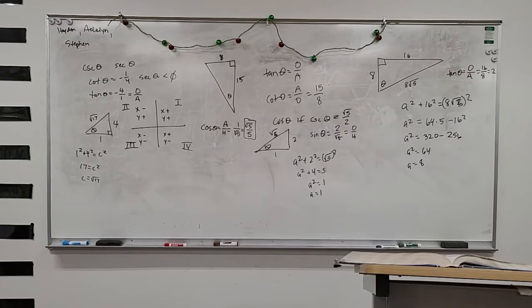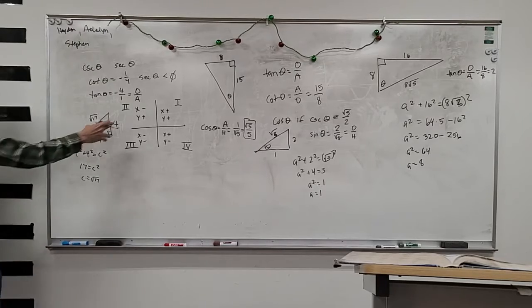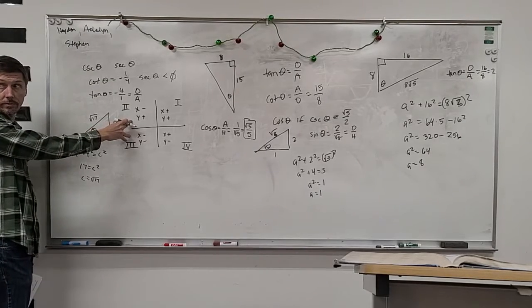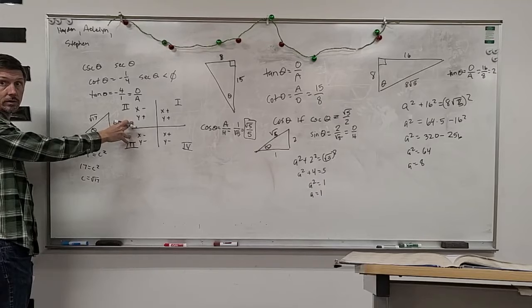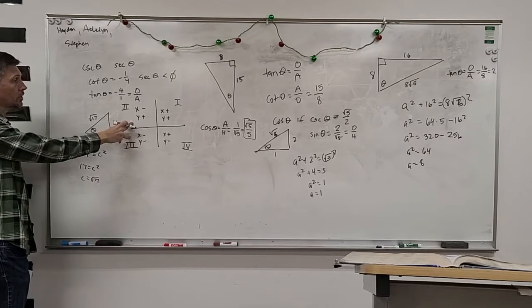So if the secant is the inverse of which other trig function? Cosine. And so if cosine is negative, then we know it's going to be where x is negative. So we're either in quadrant 2 or 3. Okay? You guys tracking with me so far? Yeah. So we're in one of these quadrants.